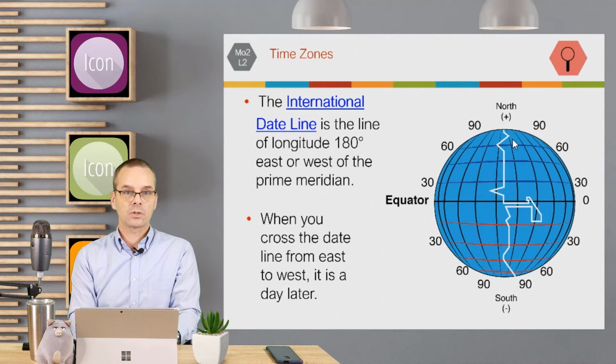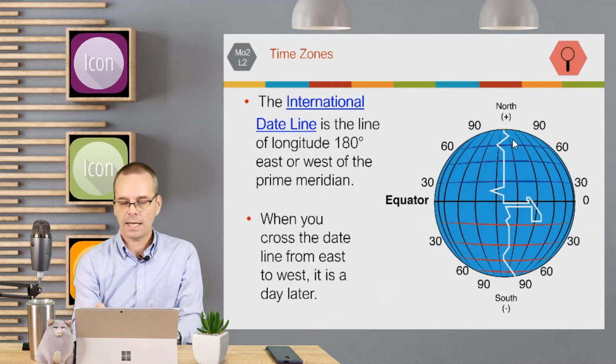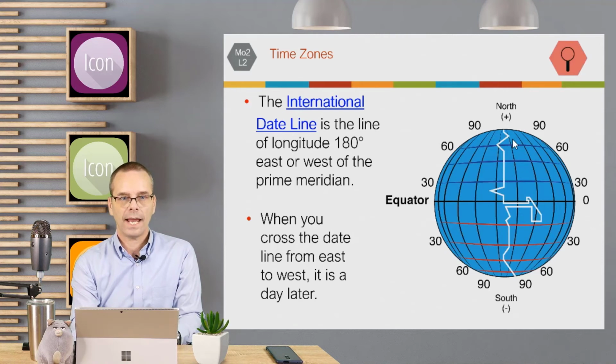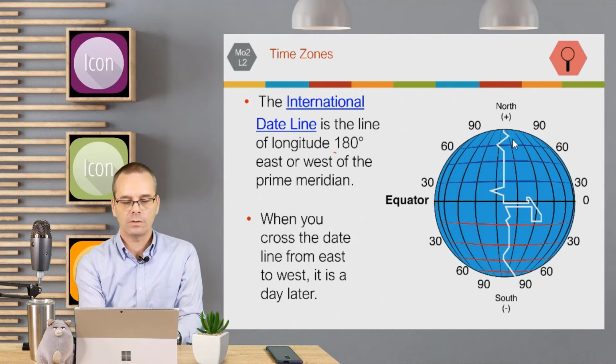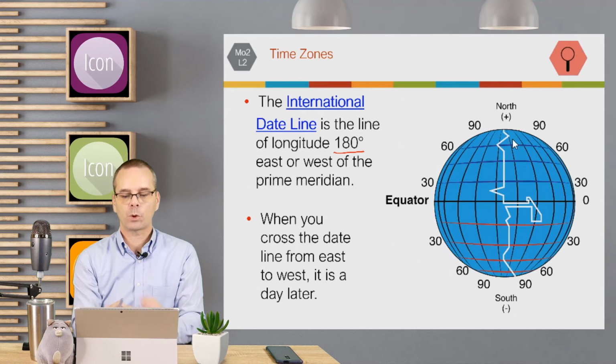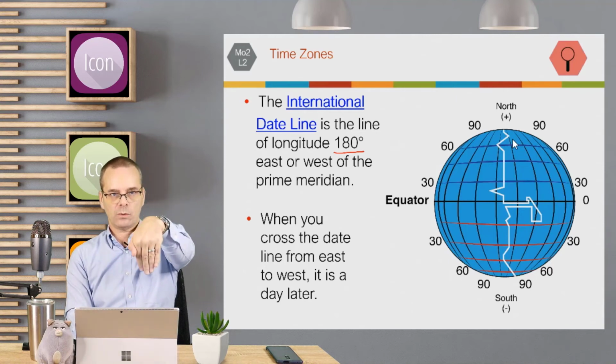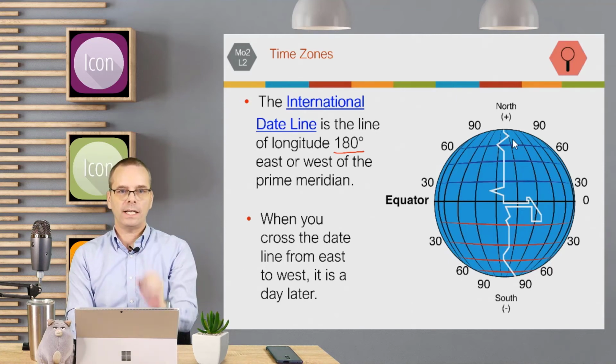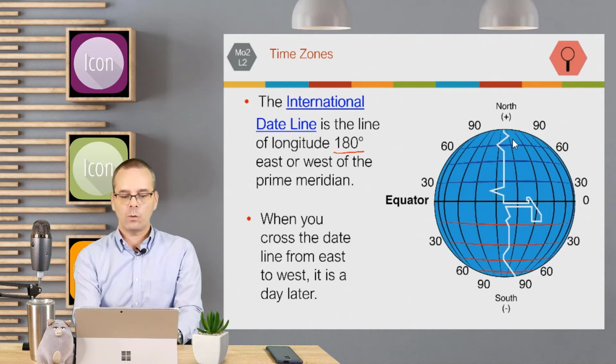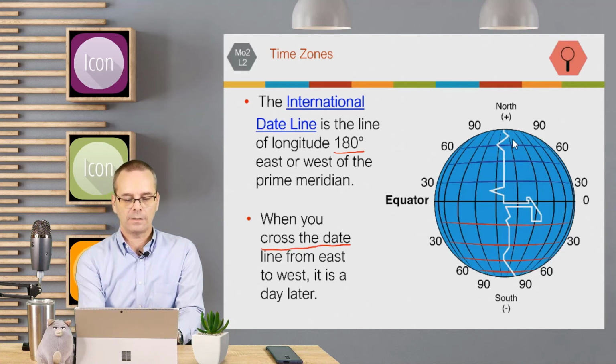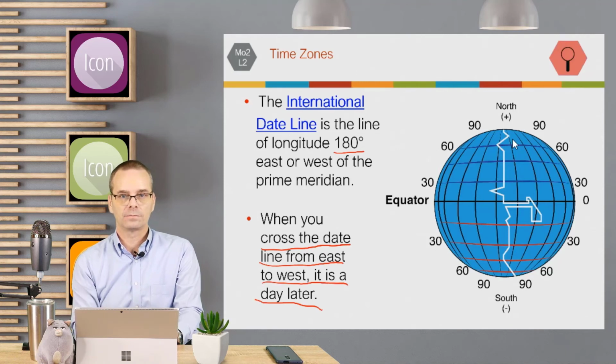Now, the international date line is a line of longitude, right? And it's at 180 degrees longitude, east or west of the prime meridian, which is on the other side of the world, and the prime meridian is 0. Now, when you cross the date line from east to west, it is a day later.